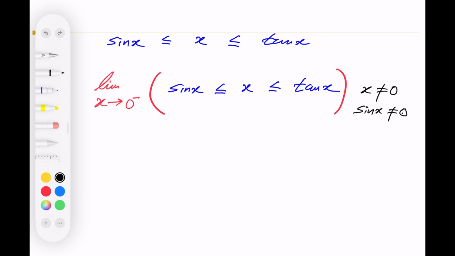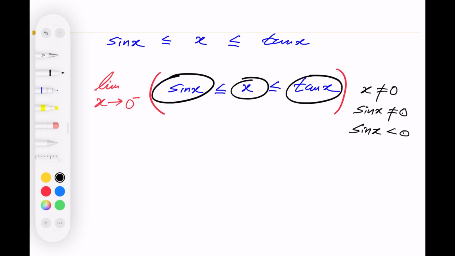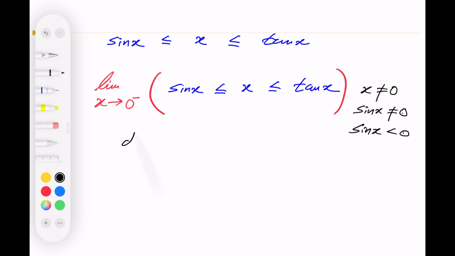For this limit, we know that x approaches to 0 from the left hand side. X approaches to 0 from the left hand side means x is negative. That means sine x is negative. Now if I need to go ahead and divide everything by sine x, this term and also this term, let me write down what I'm going to do. I'm going to divide by sine x.